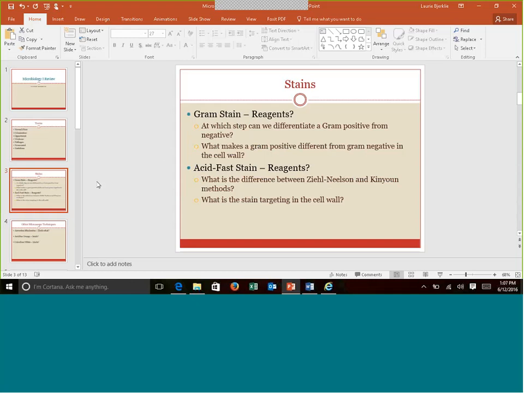At what step can you differentiate a gram positive from a gram negative? And again, that would be the decolorizer step. And what makes a gram positive different than a gram negative is the peptidoglycan layer within the cell wall. Again, gram positives have a thicker layer of that peptidoglycan, and it also contains teichoic acid crosslinks. Those things will really embed that primary crystal violet stain. So when you go to decolorize it, it doesn't rinse off. It stays purple. That's why gram positives are purple.